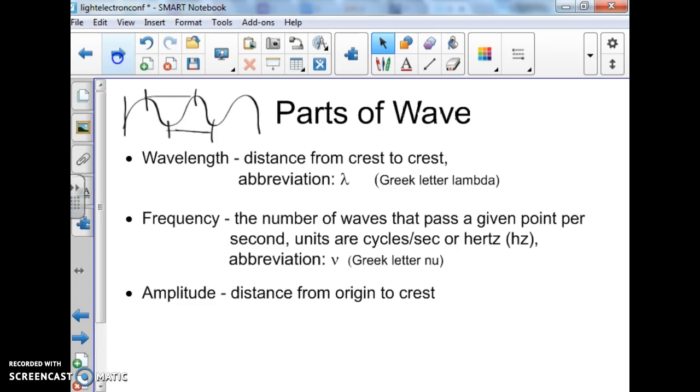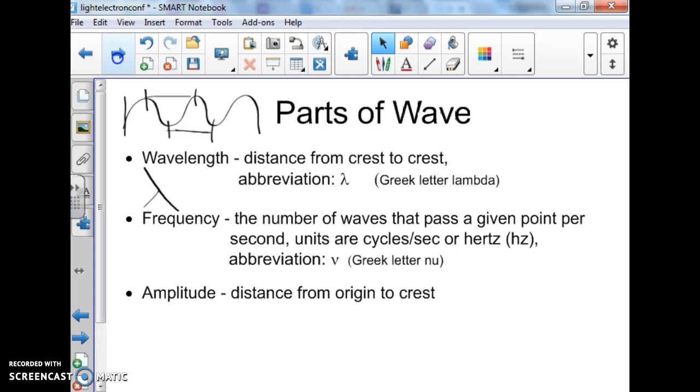Now we use the symbol lambda, which looks kind of like an upside down Y turned backwards, right? When I draw it with a stick, I make it look like that. I'm not that fancy. So that's the symbol lambda. It's a Greek letter. So a wave like this is the distance from crest to crest.